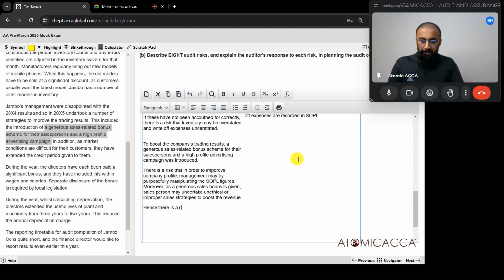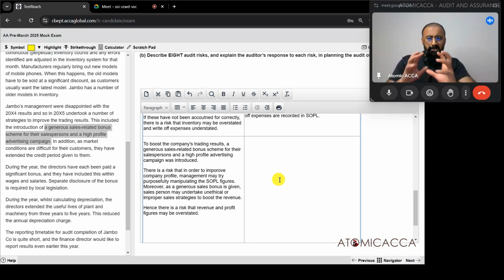Hence, there is a risk that revenue and profit figures may be overstated. What can I do to confirm this? Specifically, two risks I told over here. One is about SOPL, generally there is a risk, plus revenue, specifically there is a risk. So, connecting to both of these, I need to ensure that these figures are okay.